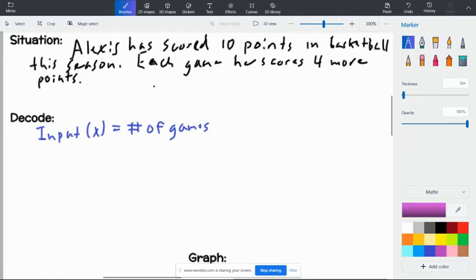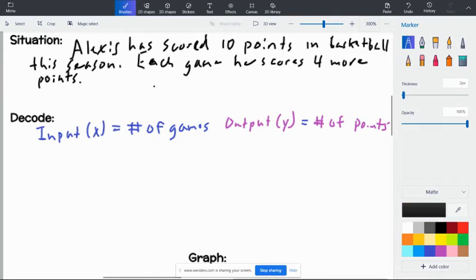Okay, then we're also looking for our output, or our y value. And this is the result. The result is going to be number of points. Okay, so our input and our output, we have those.